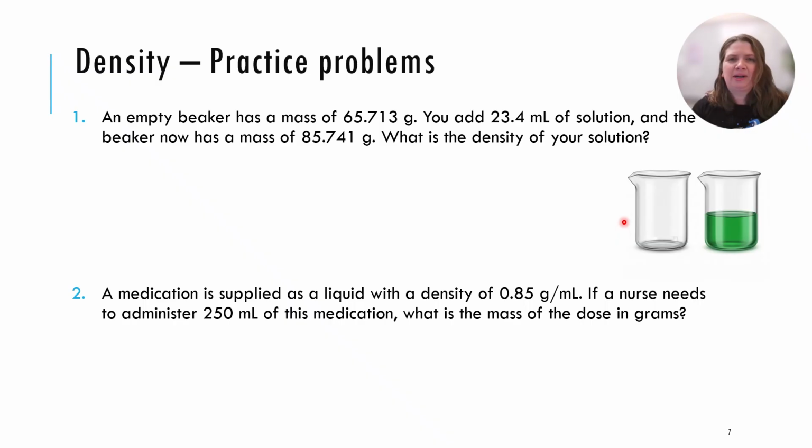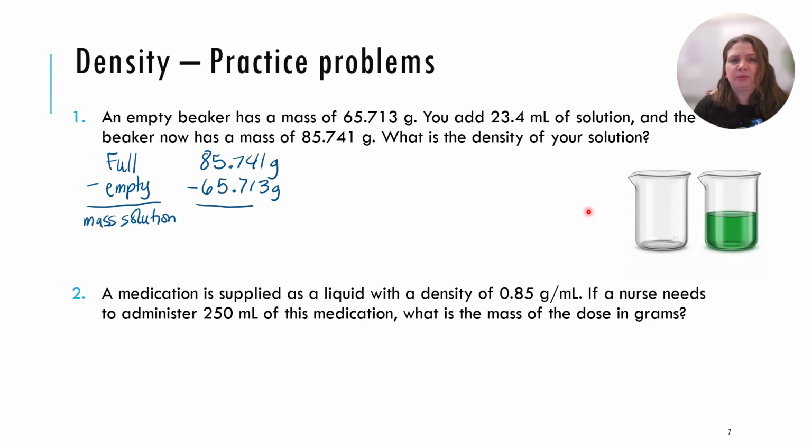Now let's do a couple of practice problems. In the first problem, an empty beaker has a mass of 65.713 grams. After adding 23.4 milliliters of a solution, the total mass is 85.741 grams. What is the density of the solution? First, we need to determine the mass of the solution by subtracting the mass of the empty beaker from the mass of the filled beaker.